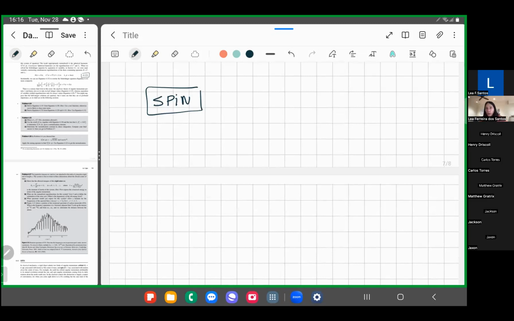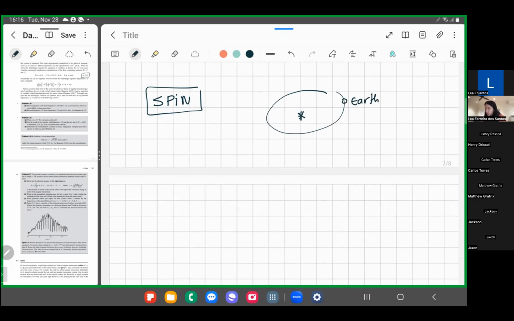Okay? So what is spin? Again, let's start talking about classical mechanics. When we are talking about classical mechanics, let's pick something that is very familiar to us. Let's think about Earth turning around the sun. So here's Earth. Well, what do we know?